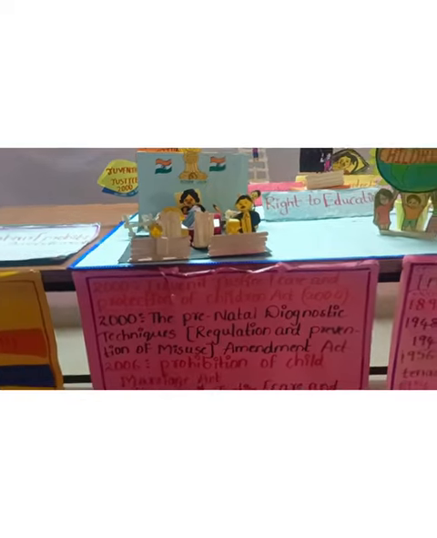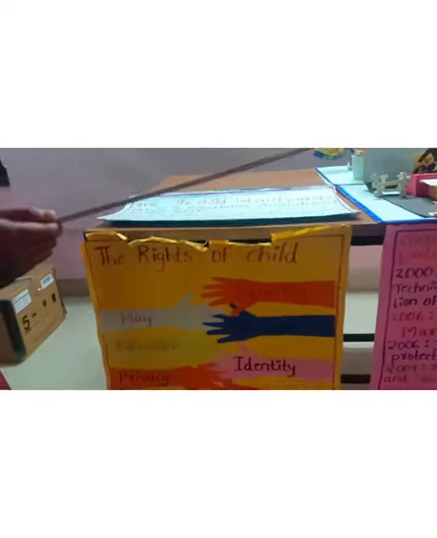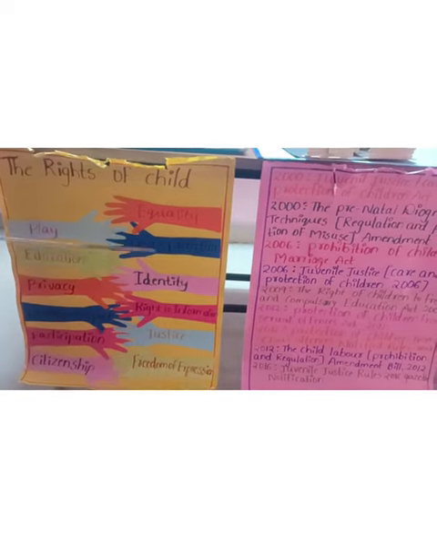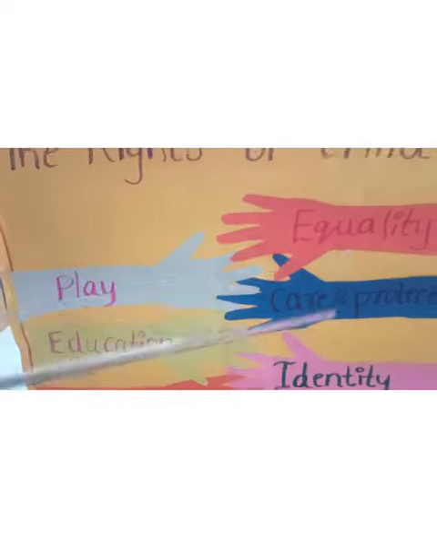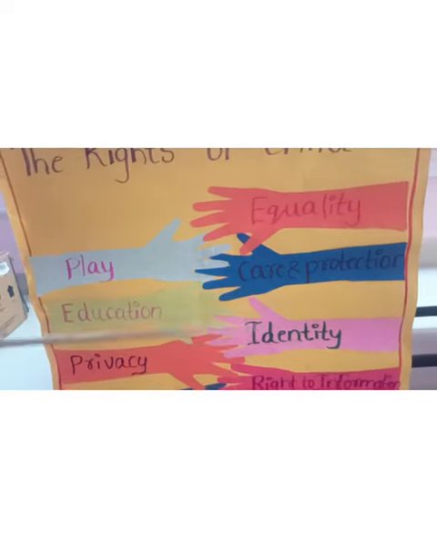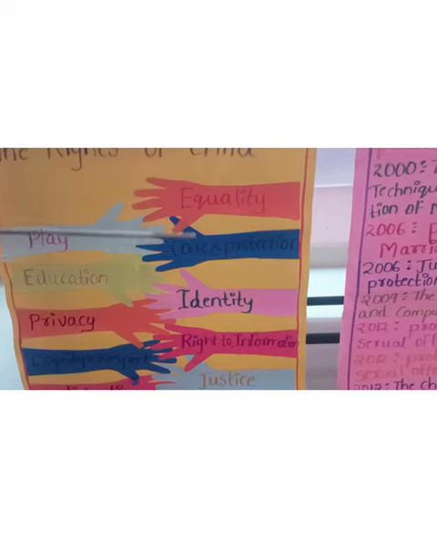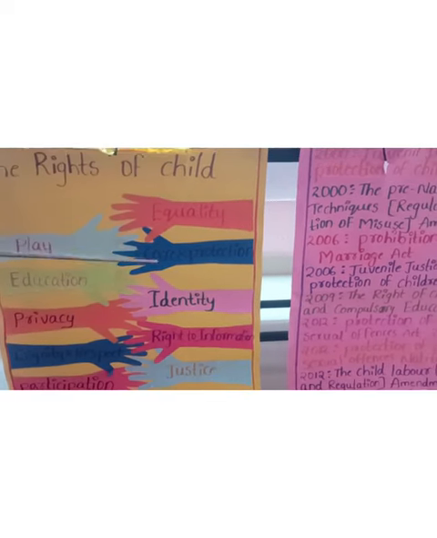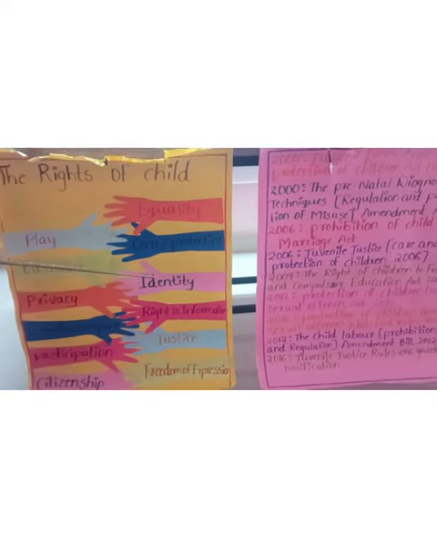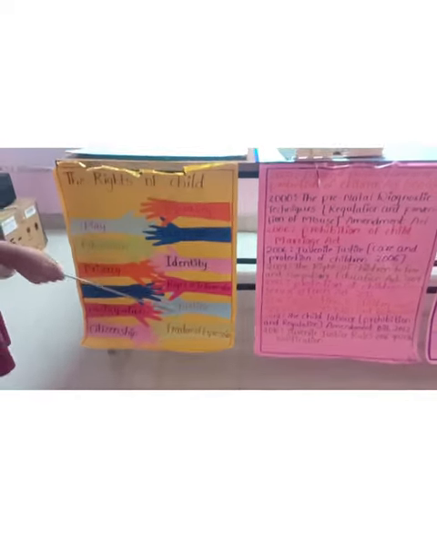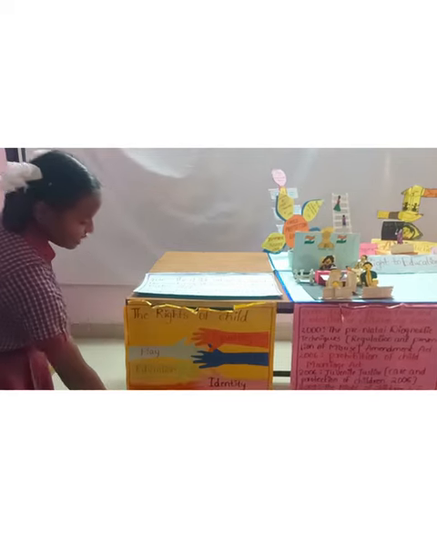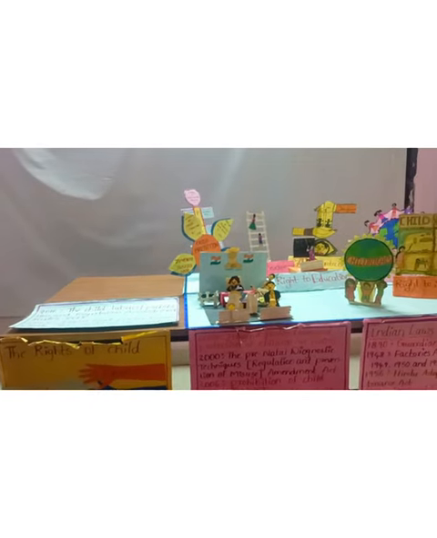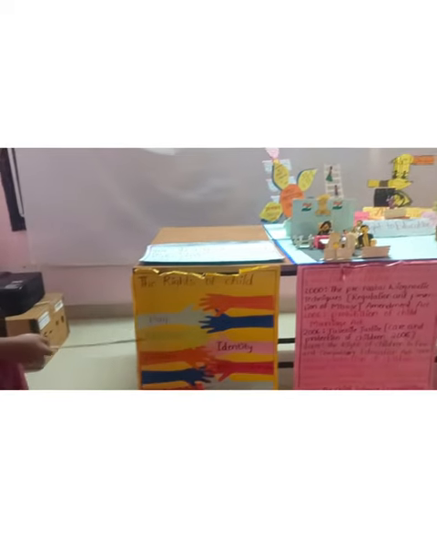And these are some of the laws. So these are the rights, on behalf of the four main rights. Equality: a child must have equality. We do not see whether it is male or female. Everyone is equal. Care and protection: a child must have care and protection. Identity: a child must have identity in society. She must have her own dignity and respect in society. Right to information: a child must have the right to information everywhere. Justice: a child must have justice and freedom of expression according to her talent. These are some of the rights.